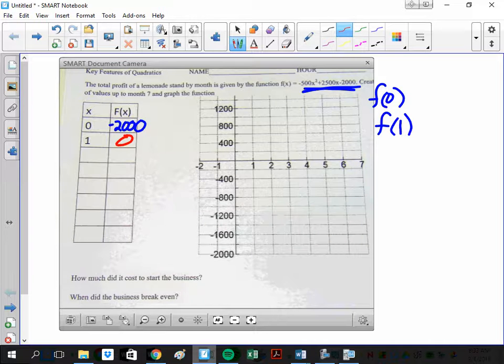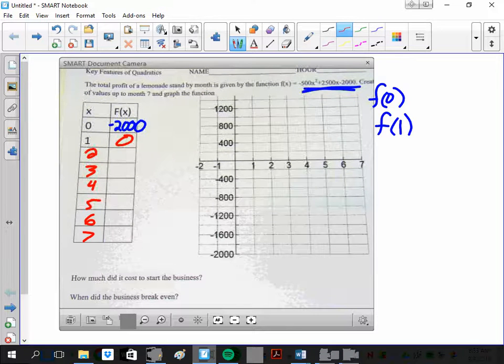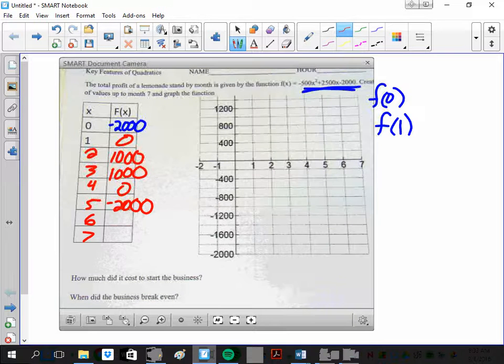So 0, 2, it was 1000. Is that right? And then 1000 again, and then 0, and negative 2000. What were the last two numbers? Negative 5000 and negative 9000. Okay?